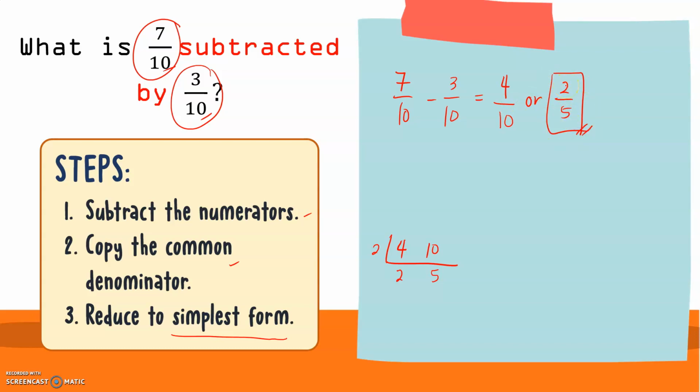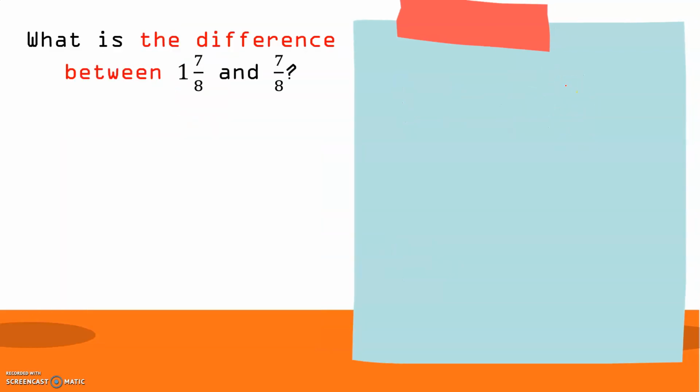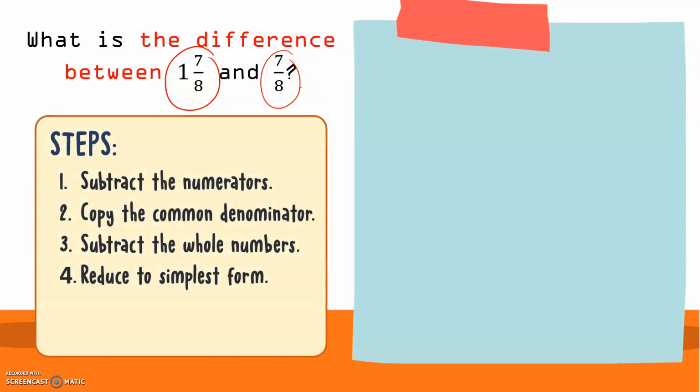Let's have the next example. What is the difference between 1 and 7/8 and 7/8? This time we are given a mixed number and a simple fraction. So how will we solve this question? In subtracting a mixed fraction and a simple fraction, these are the steps that we'll follow. So let's have 1 and 7/8 minus 7/8.